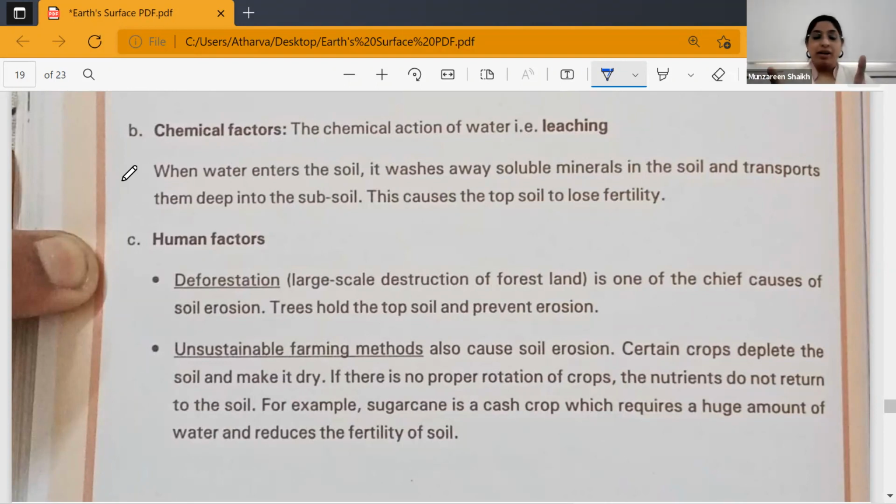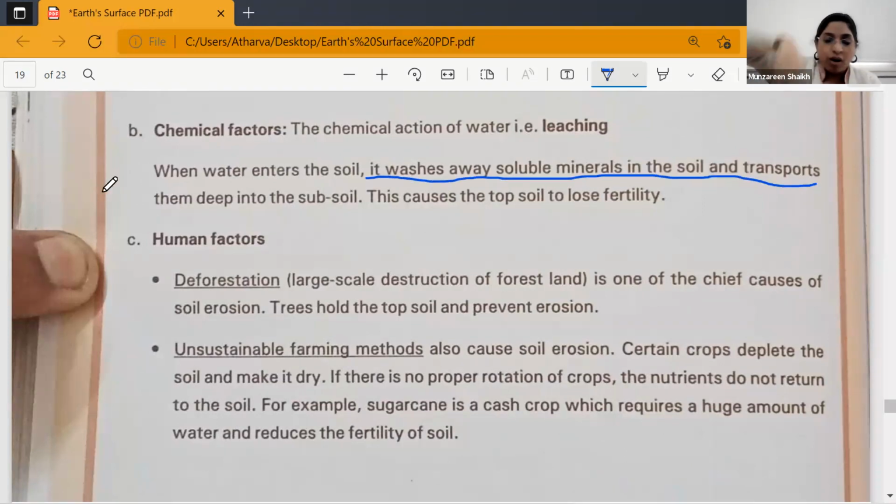Correct. And how does the fertility get lost in the topsoil? What is the process? What happens? Ma'am, the water comes and it washes the soluble nutrients into the subsoil. Subsoil. Okay, so this is very important. Underline this. It washes away soluble minerals in the soil and transports them deep into the subsoil. And because of this, what happens? The topsoil, which has fertility, loses its fertility. And if there's no fertility, plants will not grow.